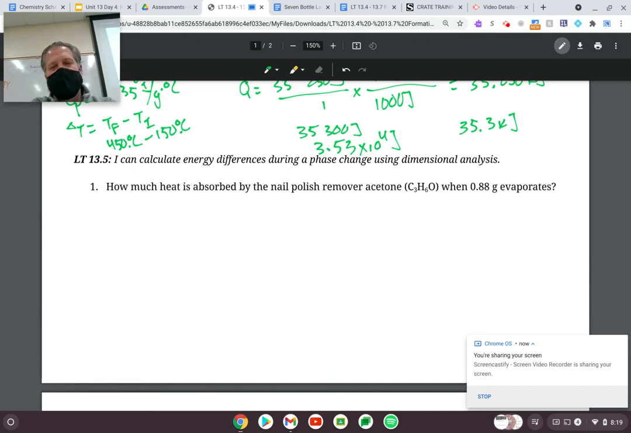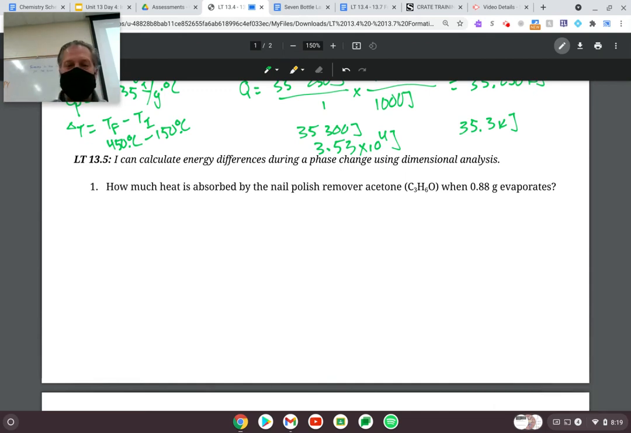The energy differences during a phase change using dimensional analysis. So the hint here is that it's a phase change, number one, and number two, that we have to use dimensional analysis to make this happen. So that's the hint in this particular problem. The other thing is it doesn't actually give you a temperature.